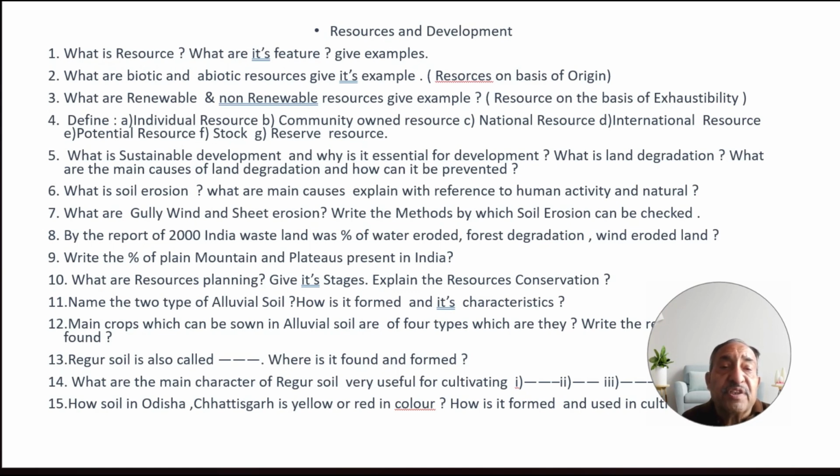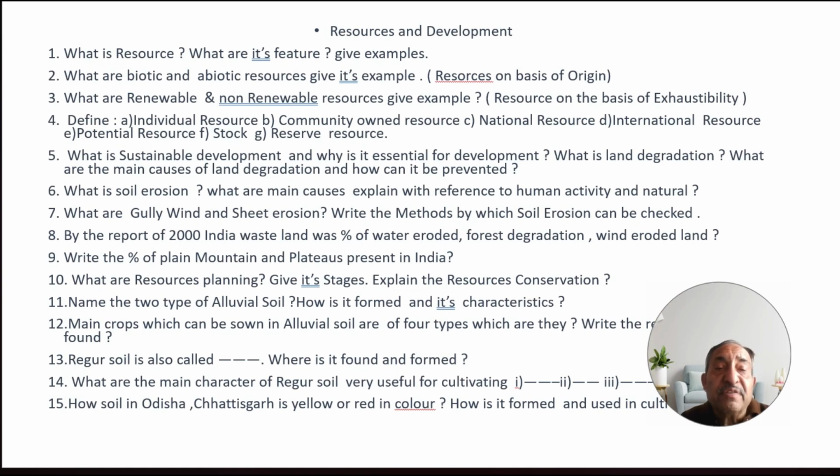इसकी definition देनी है. What is sustainable development and why is it essential for the development? Next, what is land degradation? What are the main causes of land degradation and how it can be prevented? Next, what is soil erosion? What are the main causes with reference to the human activity and natural resources?